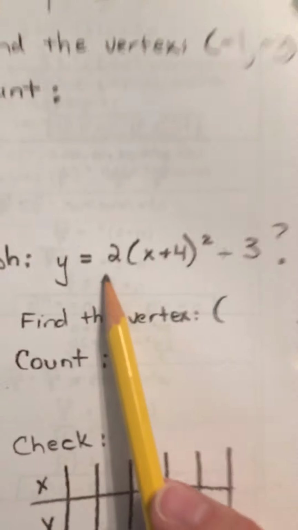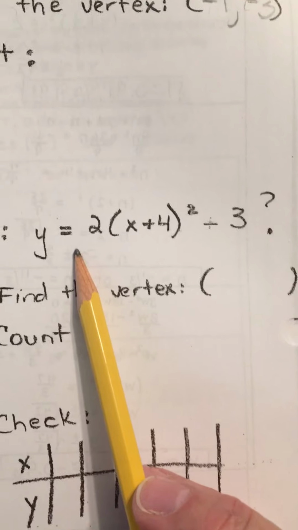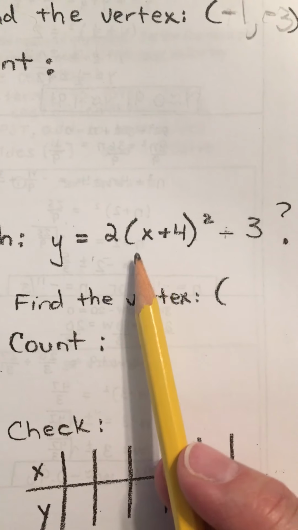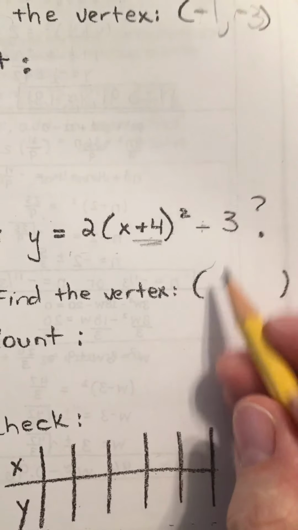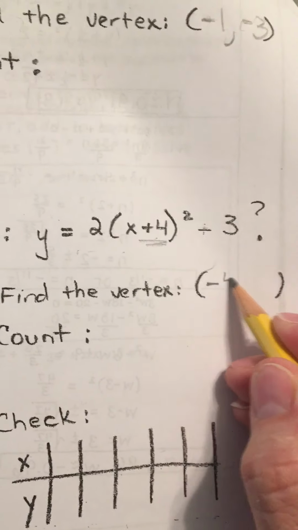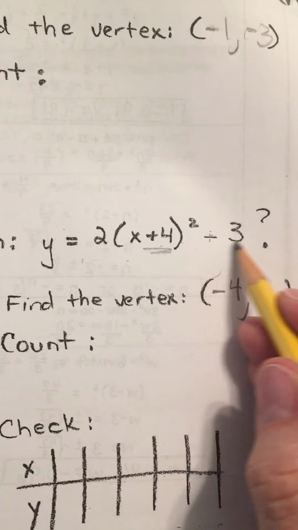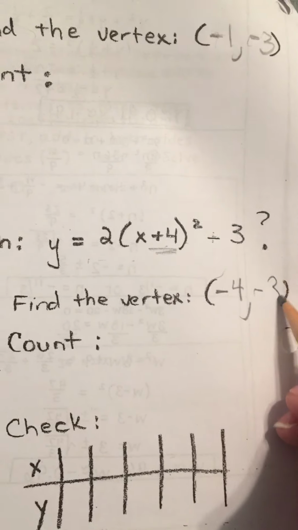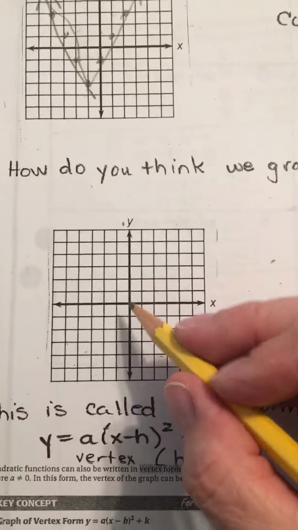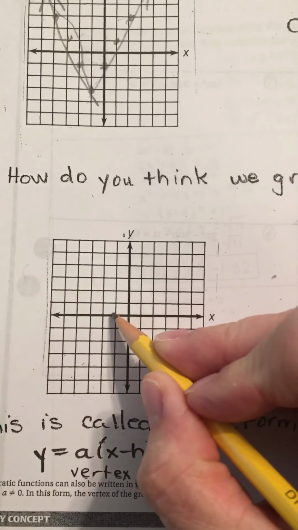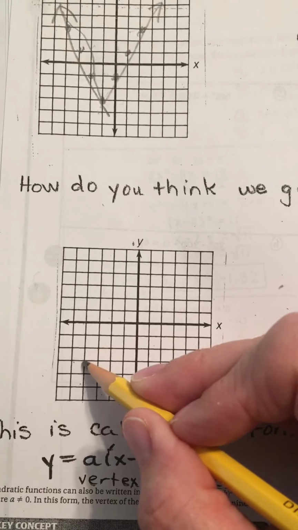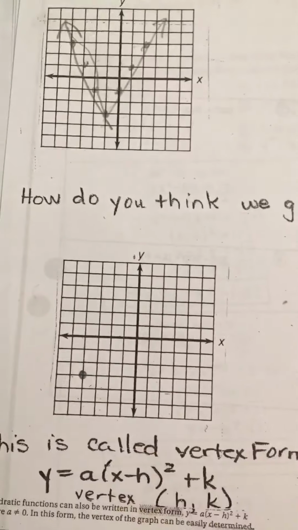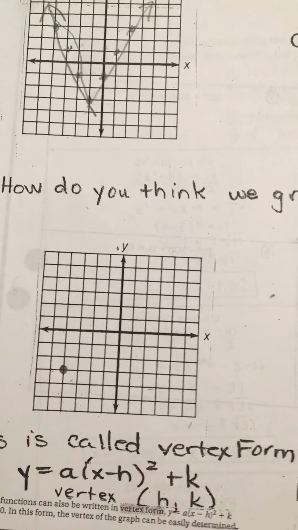Now, here is a quadratic equation. We're going to do this the same way. First, we're going to identify the vertex. Well, what's the vertex going to be? It's going to be the opposite of what you see with x and whatever you see here, which is a -3. So that means I'm going to go over to -4, 1, 2, 3, 4, -3, 1, 2, 3. So -4, -3, and now I'm going to count.